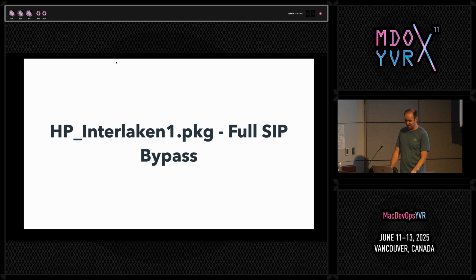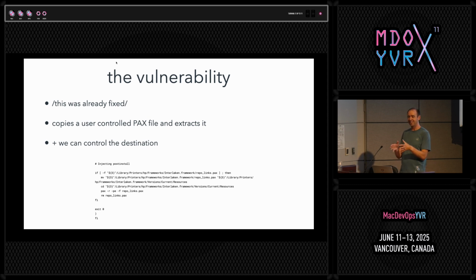Last one is another printer driver, again full SIP bypass. What happened here? Again, this is also a vulnerability that was fixed by the time I found it, but again, I don't know who was the first reporter of this. So what it did, it took a PEX file, which is a compressed image. I never heard of this before, but it's like a compressed file, like zip files, and it will extract it. Now, I can control the PEX file, so I could drop any PEX file I wanted, and I could control the destination where it extracted the file. So it was like, I can drop any file anywhere here.